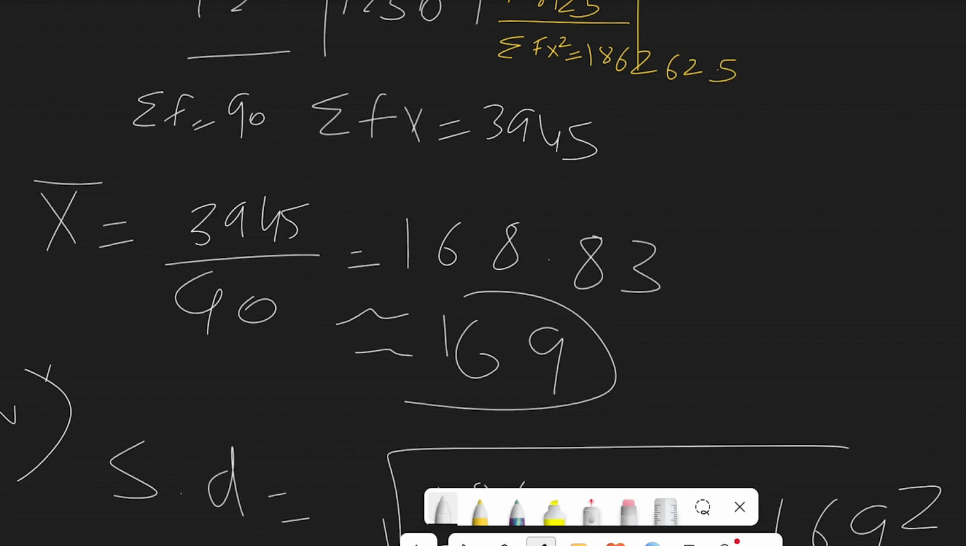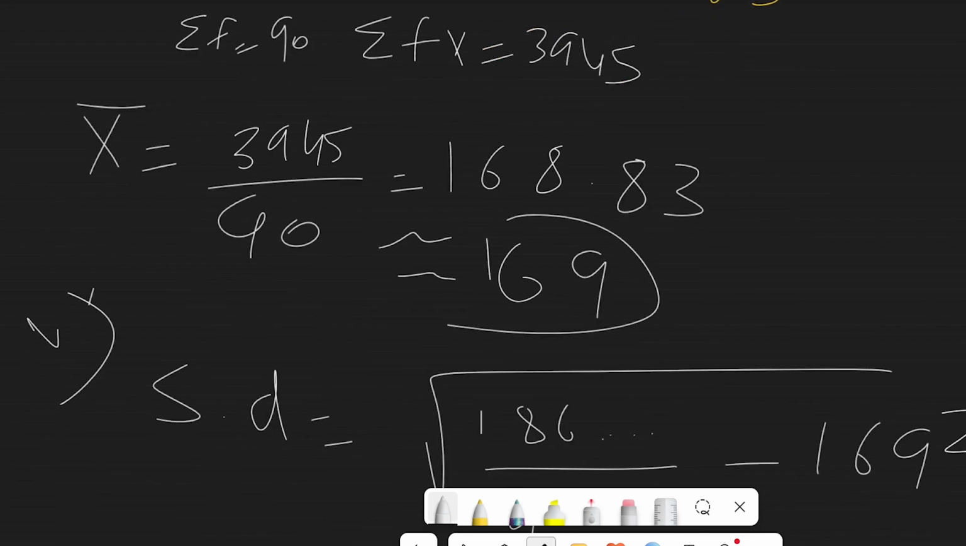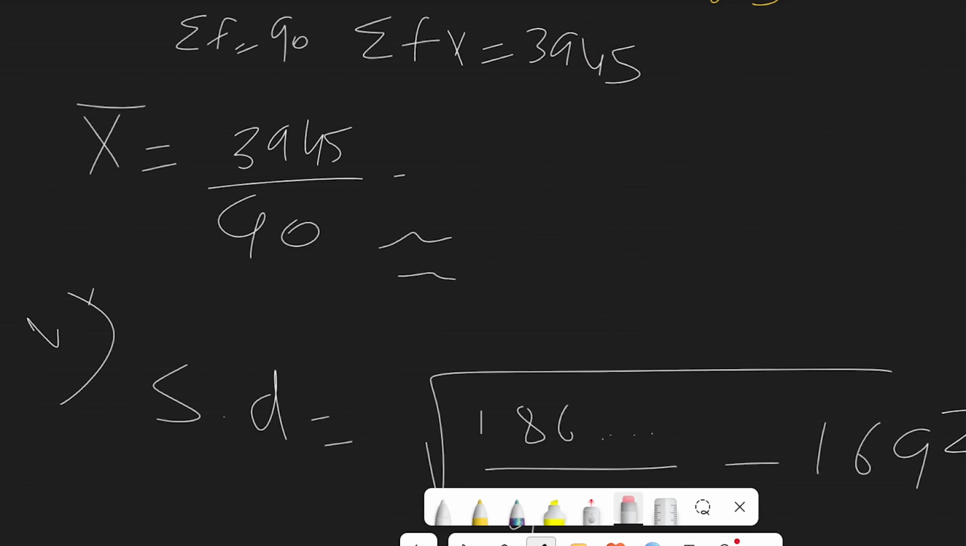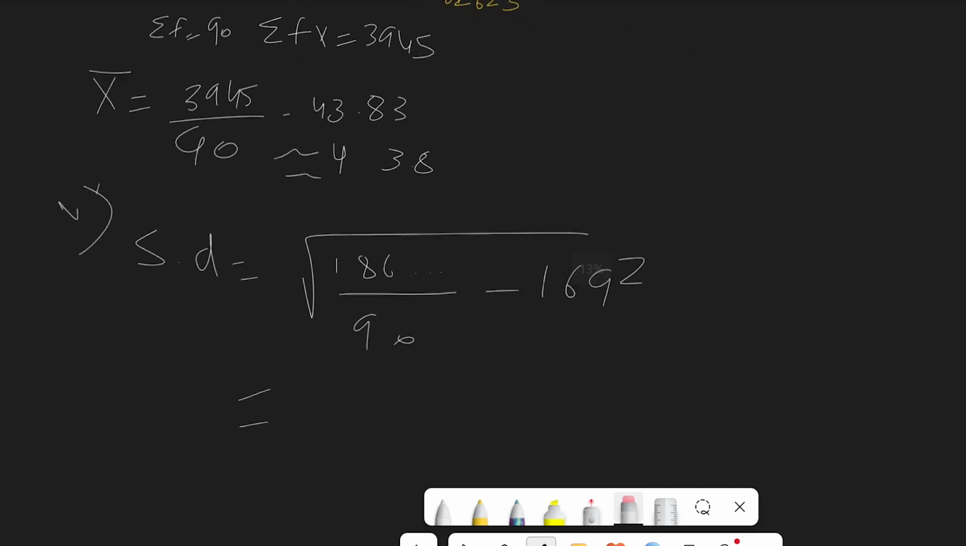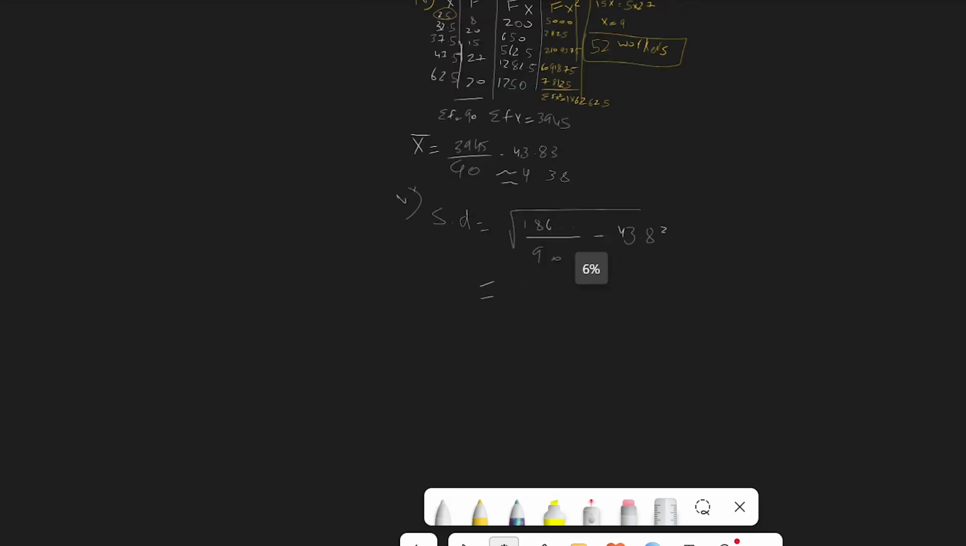3945 over 90, so it would be 43.8. Yeah, that actually makes a lot more sense. Rounded off, it is 43.83, so it would be 43.8 for 3 SF. So here we'll do 43.8 squared. Now we'll do the calculation for the standard deviation as well.